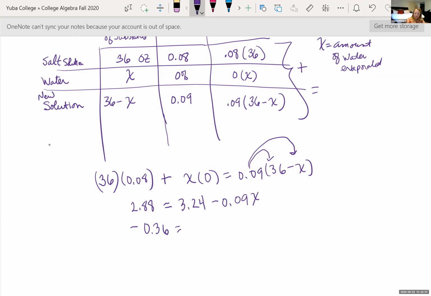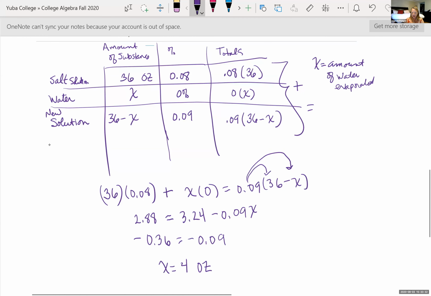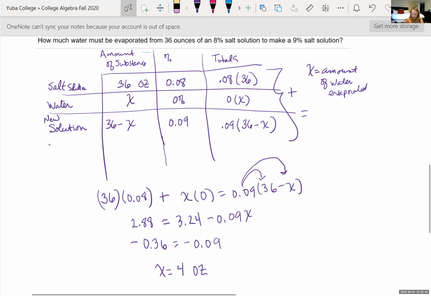Is equal to negative 0.09X. Divide that. So X is equal to 4. And we're talking about ounces. So to me, that's telling me that 4 ounces of water would have to evaporate in order to make a 9% salt solution.